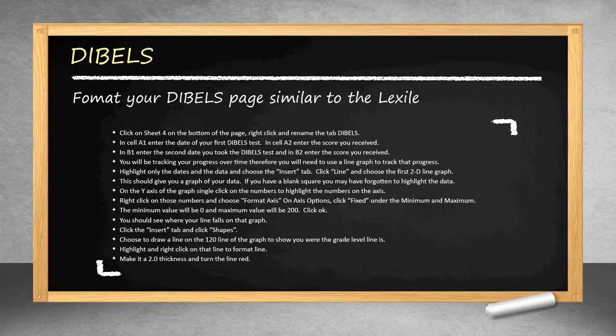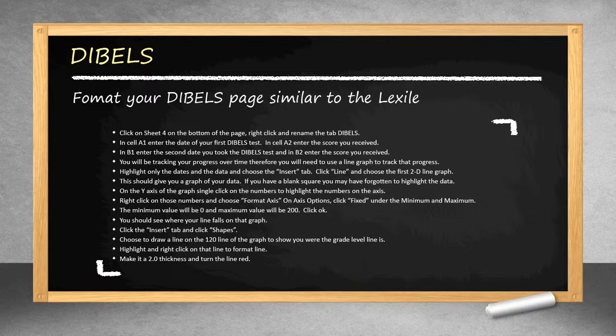The next sheet we will be working on is Sheet 4. Right-click on Sheet 4 on the bottom of your page and rename the tab Dibbles. In cell A1, enter the date of your first Dibbles test. In A2, enter the score you received. In B1, enter the second date you took the Dibbles test, and in B2, the score you received on that date.